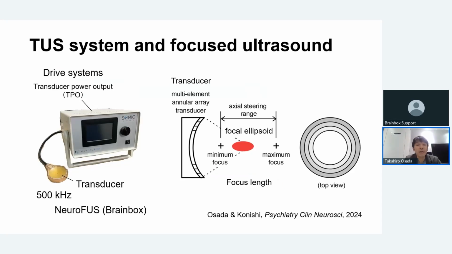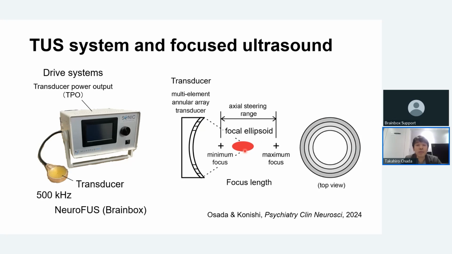This is a photograph of a TUS system, NeuroFUS from Brainbox, equipped in our lab. Ultrasound waves are emitted from a transducer. Alternating electricity is generated from a drive system called a transducer power output, TPO. A typical transducer is curved in shape. Ultrasound waves from the transducer are focused in space like this. A typical sonication focus is an ellipsoid.